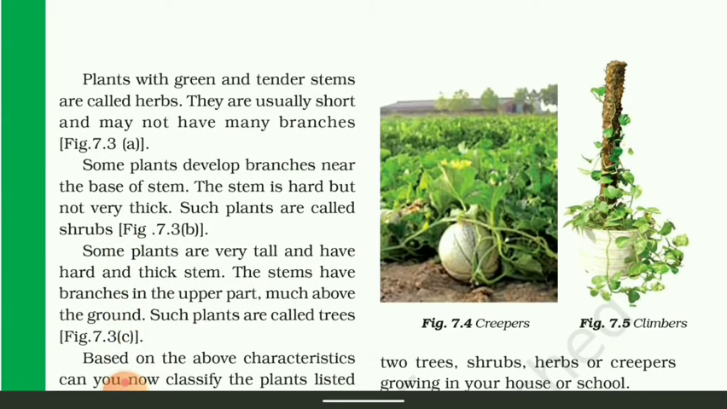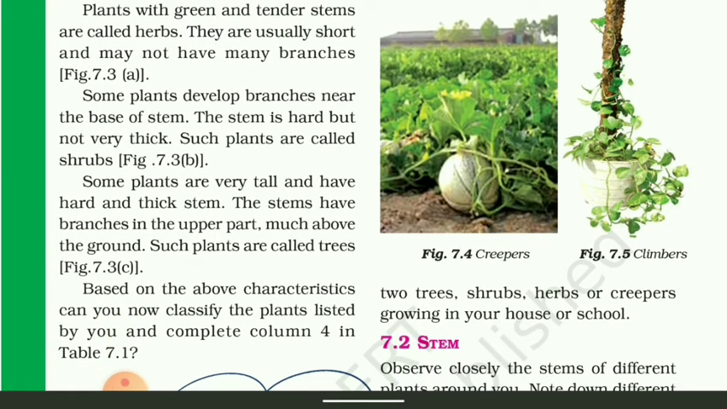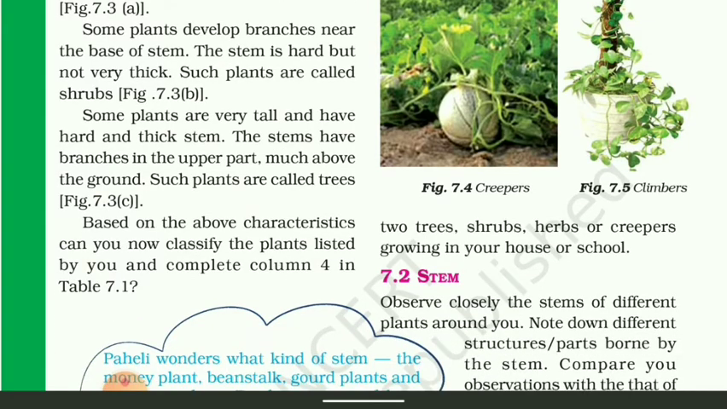Plants with green and tender stems are called herbs. They are usually short and may not have many branches. Some plants develop branches near the base of the stem. The stem is hard but not very thick. Such plants are called shrubs. Some plants are very tall and have hard and thick stems. The stems have branches in the upper part, much above the ground. Such plants are called trees.